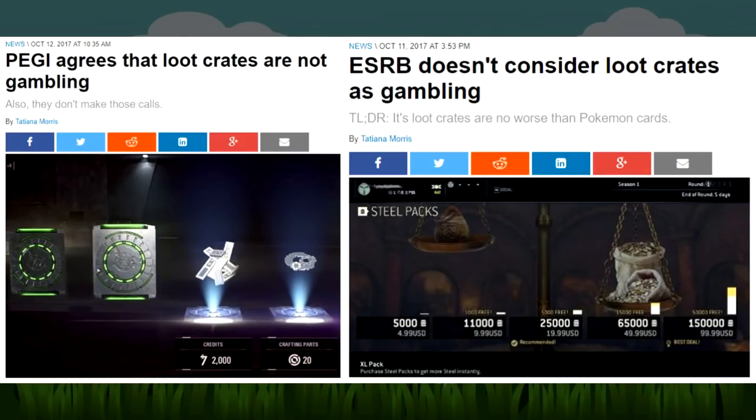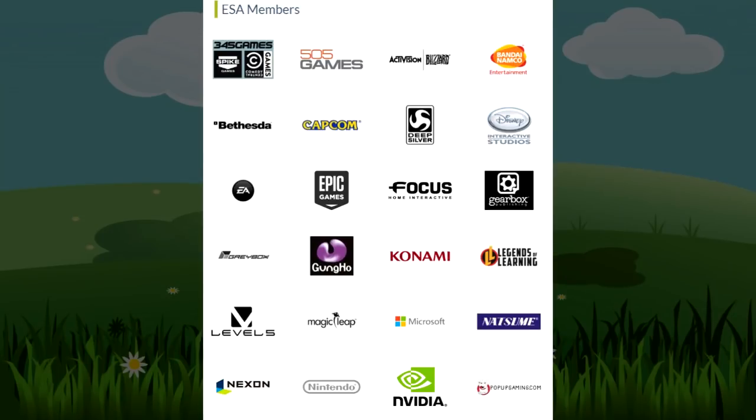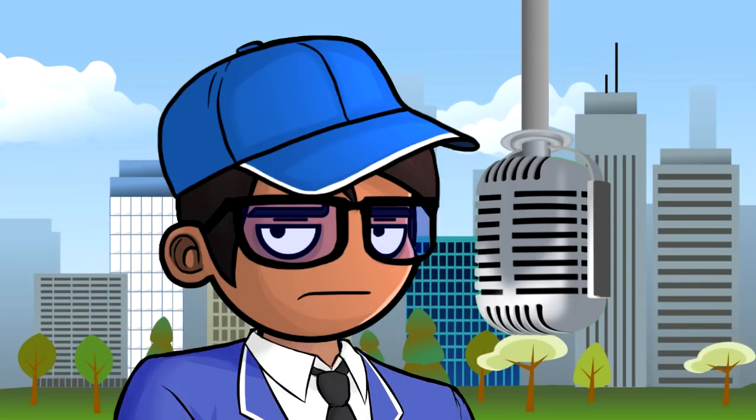But no, ESRB and PEGI basically say, well, they're not really gambling, so we're not gonna put any sort of warning in there. Maybe it has something to do with the fact that EA is one of the members of the ESA, which created the ESRB. Now, these gullible rich parents are gonna have a hard time distinguishing between games that you can get at full price and games that you have to constantly pay to get good at. If they get it wrong, their kids are gonna be fed a game in which they have to constantly spend money even after they already spent some for the base game.